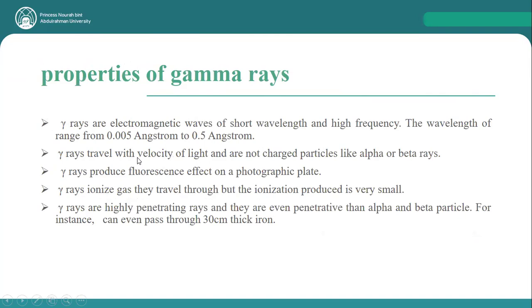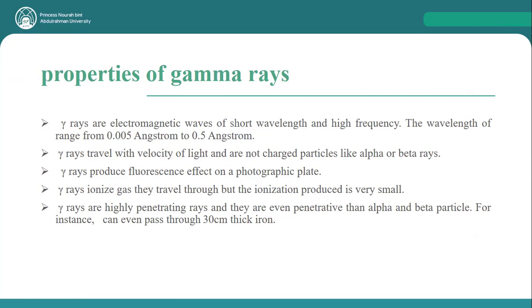The properties of gamma rays. Gamma rays are electromagnetic waves of short wavelengths and high frequency. The wavelengths of gamma rays range from 0.005 angstrom to 0.5 angstrom. Gamma rays travel with the velocity of light and are not charged particles like alpha or beta rays.